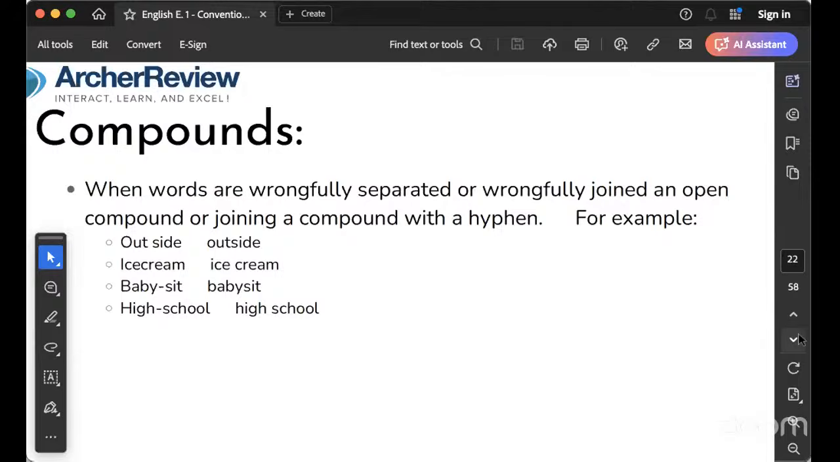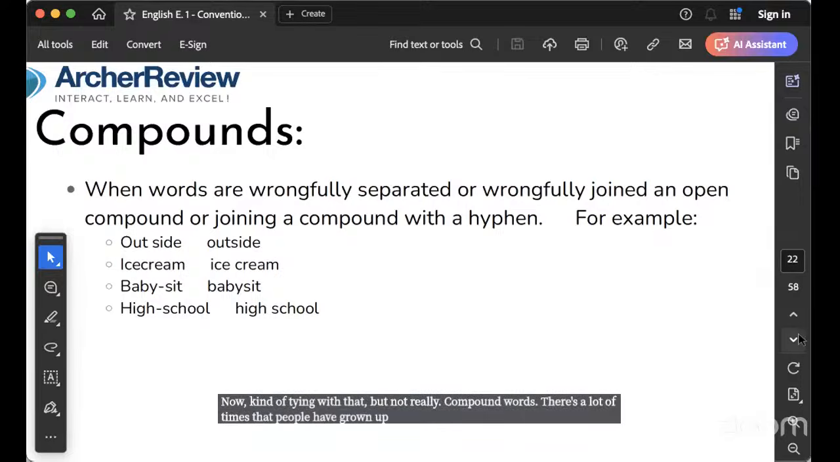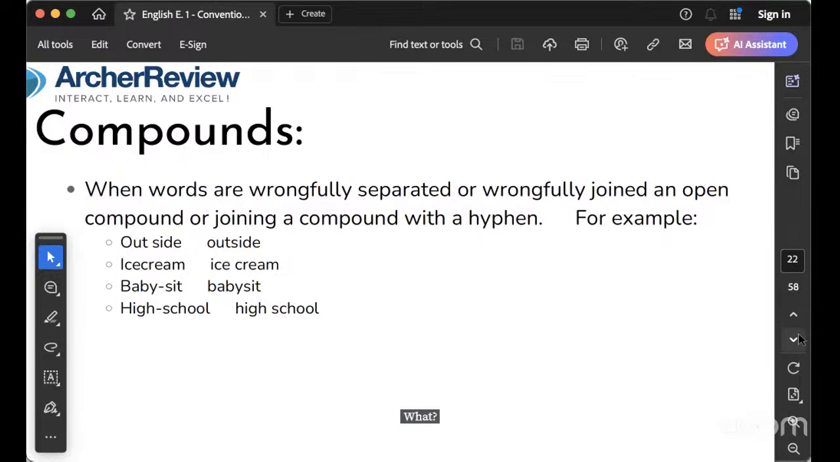Now, kind of tying with that, but not really, compound words. There's a lot of times that people have grown up. What? You said OMG. What? I'm curious. Tell me in the comments.